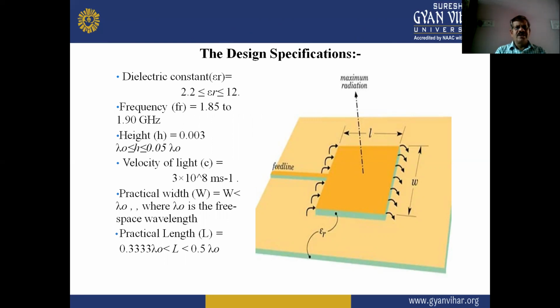So design specifications. Now we take the dielectric constant epsilon r between 2.2 and 12, and frequency 1.85 to 1.9 gigahertz, and height equal to 0.003, where height is less than 0.05 lambda naught, and velocity of light c equal to 3 times 10 to the power 8 meters per second. Practically the width w is less than lambda naught, where lambda naught is the free space wavelength, and practically the length is less than 0.5 lambda naught and greater than 0.33 lambda naught. So these are the design specifications for the microstrip patch antenna.